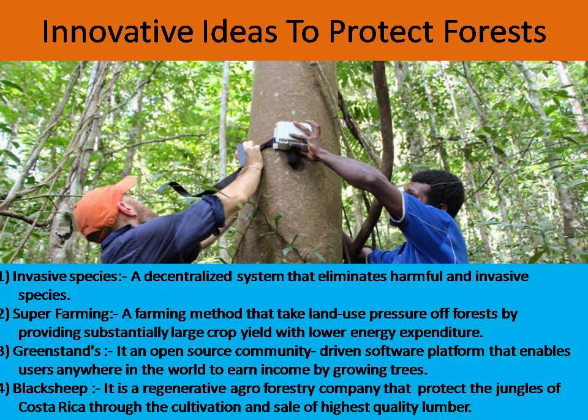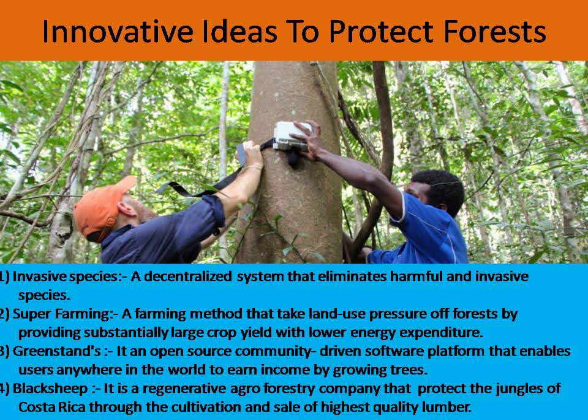First one, invasive species. It is a decentralized system that eliminates harmful and invasive species. Second one, super farming. It is a farming method that takes land use pressure off forests by providing substantially large crop yield with lower energy expenditure.